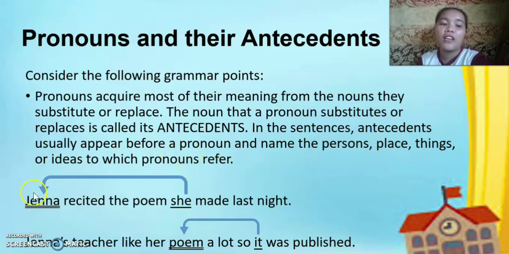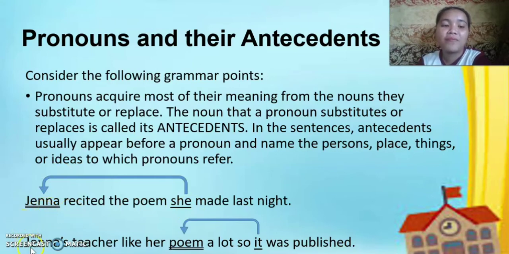So here, class, in the first sentence, Jenna recited the poem she made last night. So here, as you can see, the pronoun is the word she. And the arrow goes to the word Jenna, which is the noun that is being replaced, or it is called the antecedent. So the noun or the name that is being replaced is called the antecedent. It is the one being referred to by the pronoun. So she refers to the word Jenna, which is the antecedent.